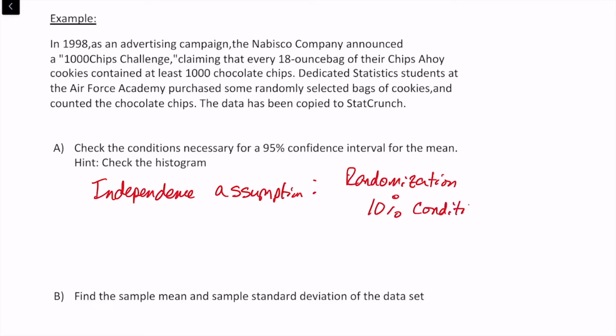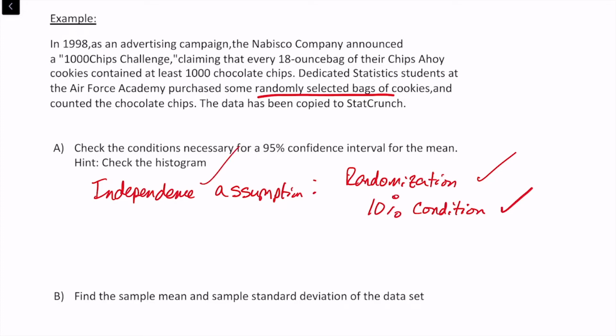All right, so, well, they tell us we randomly selected bags of cookies. We are good to go. And the 10% condition, if you look at the data, I think there's only like 15 data values. So they only grabbed 15 bags of cookies, excuse me. So certainly we sampled less than 10%, okay? And so that means our independence assumption is satisfied.